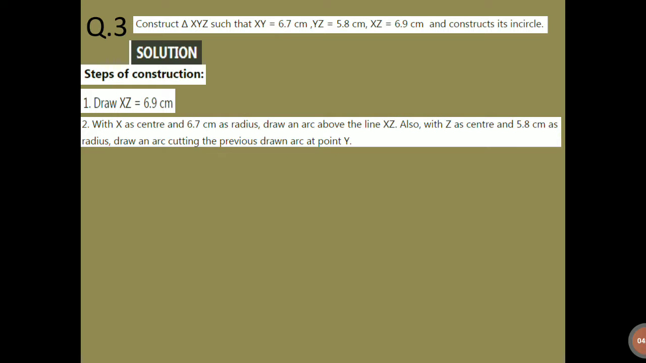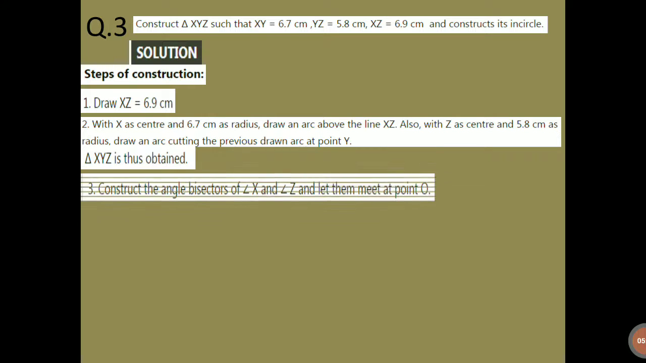With X as center and 6.7 centimeters as radius, draw an arc above the line XZ, also with Z as center and 5.8 centimeters as radius, draw an arc cutting the previously drawn arc at point Y. Triangle XYZ is thus obtained.